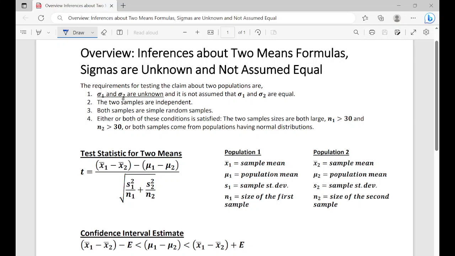First, sigma 1 and sigma 2 are unknown. The population standard deviations are unknown, and it is not assumed that sigma 1 and sigma 2 are equal. Second, the two samples are independent. Third, both samples are simple random samples. And fourth, either or both of these conditions is satisfied. Either the two sample sizes are both large, with the first group being greater than 30 and the second group also being greater than 30, or both samples come from populations having normal distributions, which would be mentioned within the question itself. So those are the requirements.